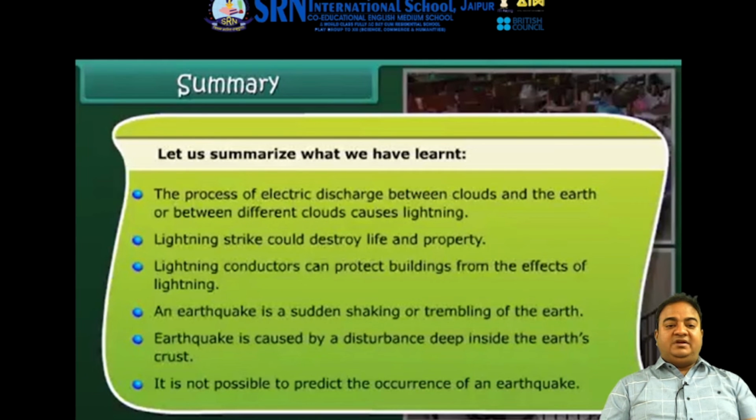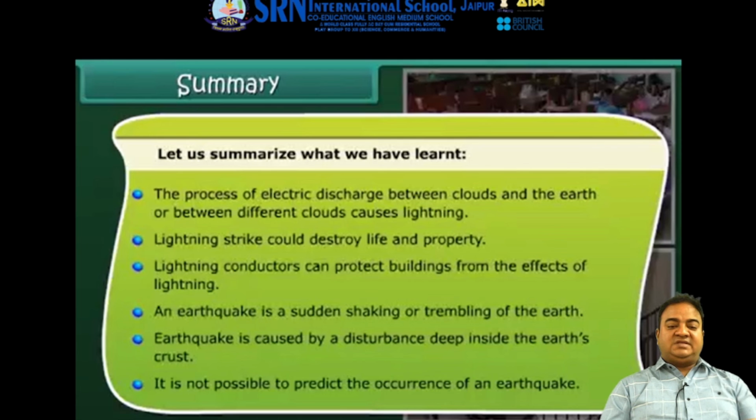The process of electrical discharge between clouds and the earth or between different clouds causes lightning. Yes, this collision between clouds is actually the cause of lightning. You have seen that, especially during thunderstorms, lightning is more frequent, because fast moving clouds full of water collide with one another with very high intensity and cause lightning. A lightning strike could destroy life and property. Lightning conductors can protect buildings from the effects of lightning.